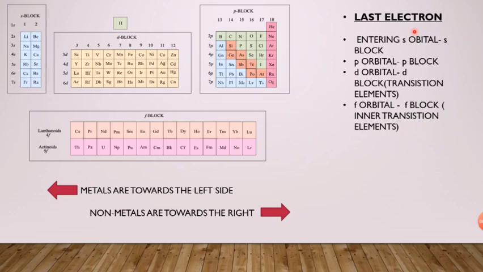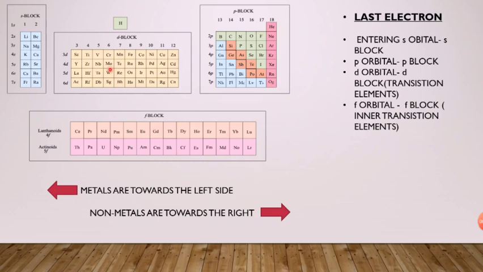Metals are arranged more towards the left side, that is the s block, and the p block contains both metals and non-metals. The blue shade is metals, and non-metals are like this. And these are the noble gases: helium, neon, argon, krypton, xenon. They do not contribute to reactions. Metals are towards the left side and non-metals are towards the right side.